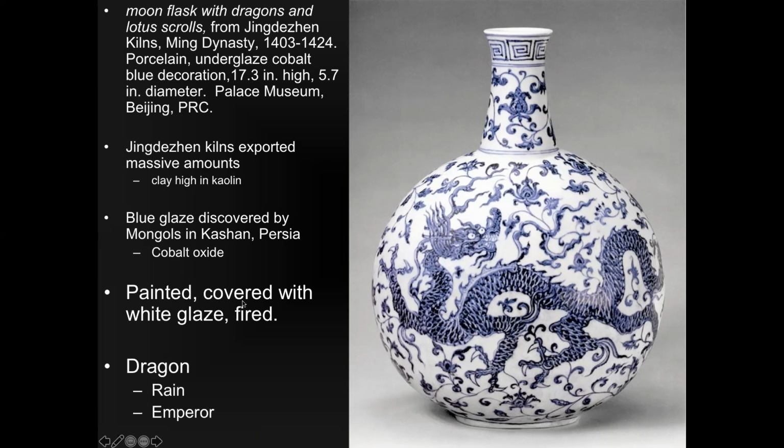This particular one, though, would not have been exported around the world because it has a dragon on it. And ones that were made with dragon images were associated with the emperor, so just made for the imperial court or for diplomatic gifts they would give to others, especially towards the end of this period. So dragon is associated with the rain and the emperor.